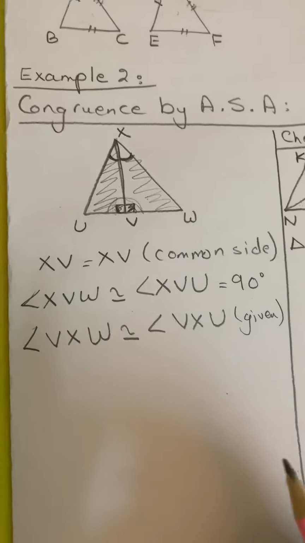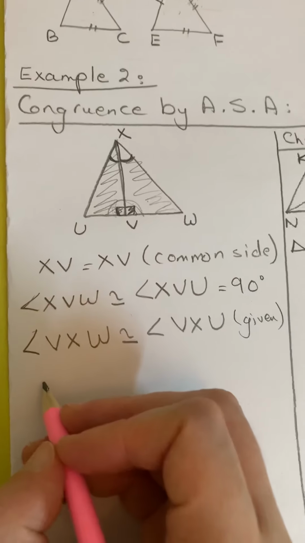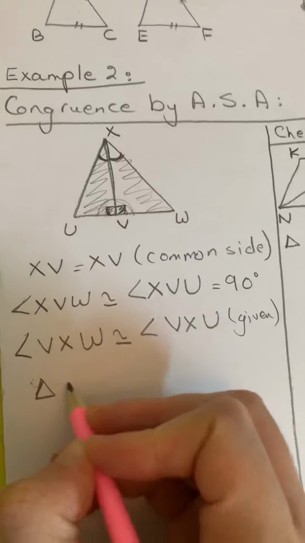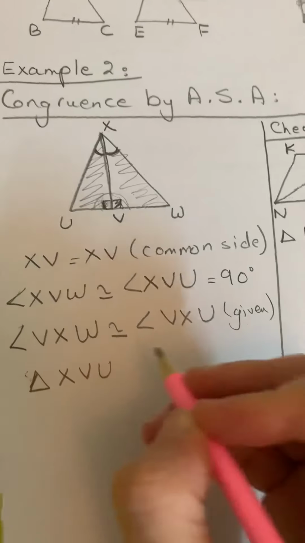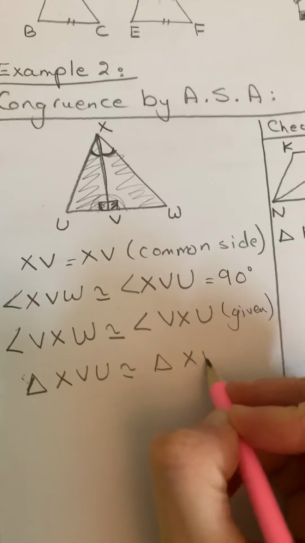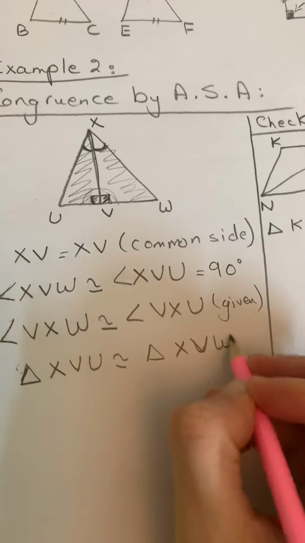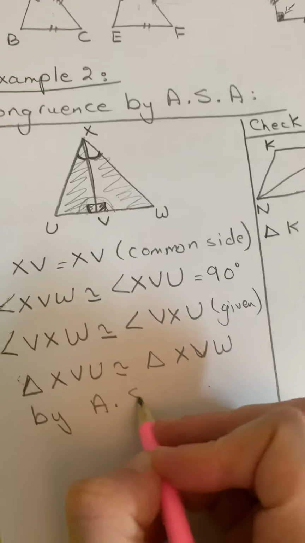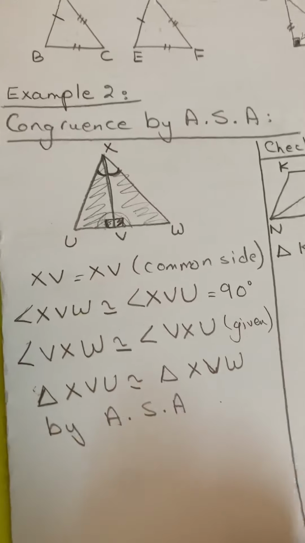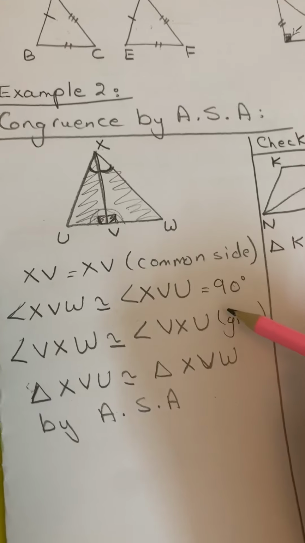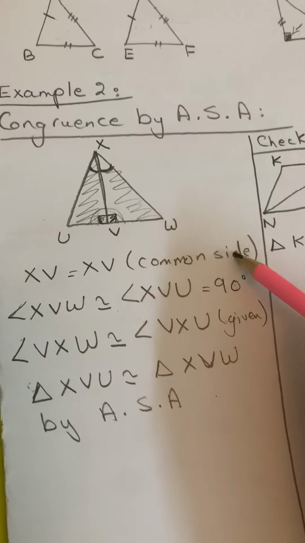So we say that the two triangles, the triangle XVU is congruent to triangle XVW by angle, side, angle. Because I have two angles, this angle and this angle, they have one side.